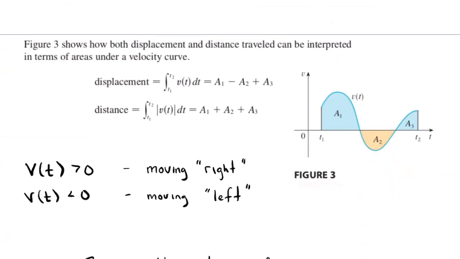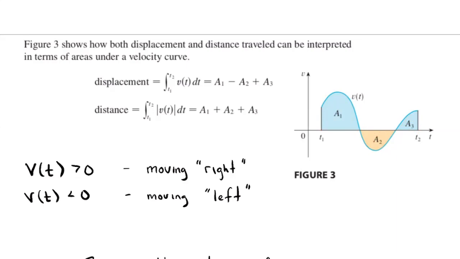So anywhere in this picture where the velocity is positive, that particle was moving to the right. And this area, A1, represents how far it moved to the right during that time interval. A3 also represents a distance of the particle moving to the right. But A2, it's a signed area. It's going to represent how far the particle moves to the left. The absolute value, the area actually of that yellow shaded region, is how far the particle moves to the left.